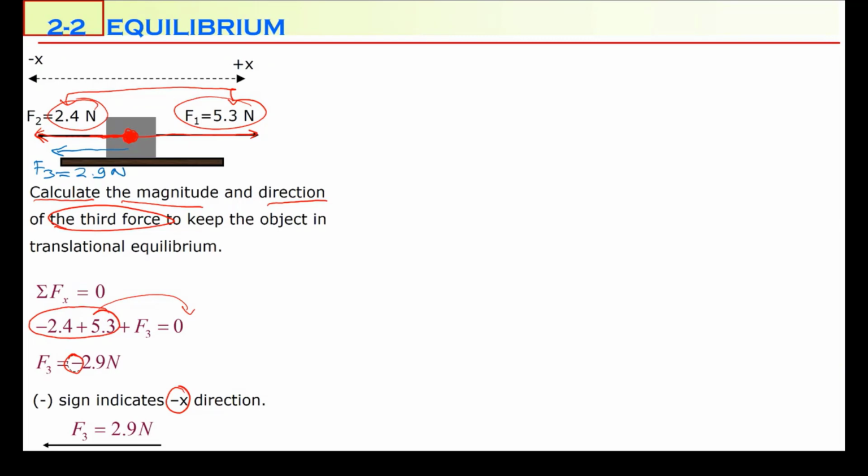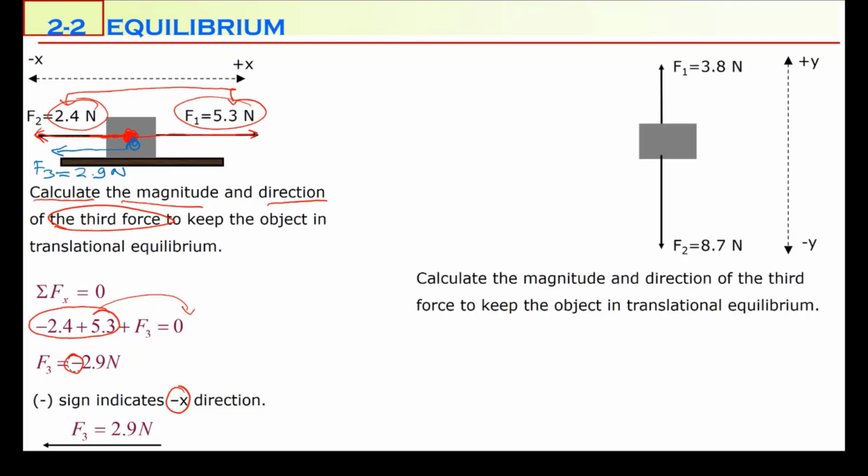2.9 Newton. Now, this object is in translational equilibrium right now. And now I will do the same thing in vertical. Now, there are again two forces acting on the object. One force is acting upwards, the other one is acting downwards, one of them is 3.8 Newton, the other one is 8.7 Newton. So, of course, because these two forces are not equal in magnitude, there is no equilibrium.